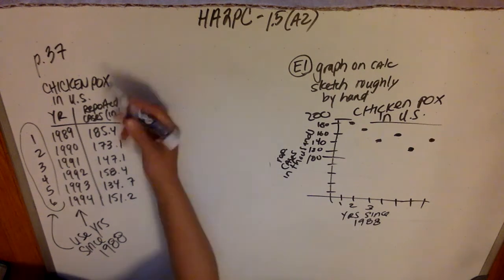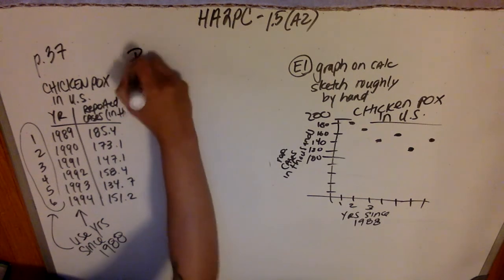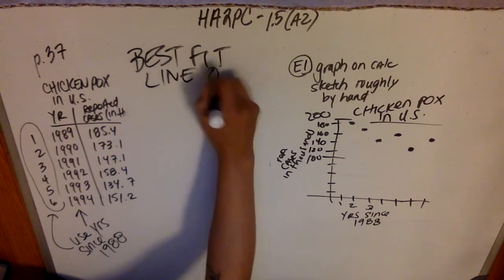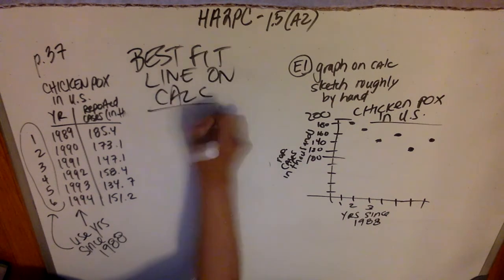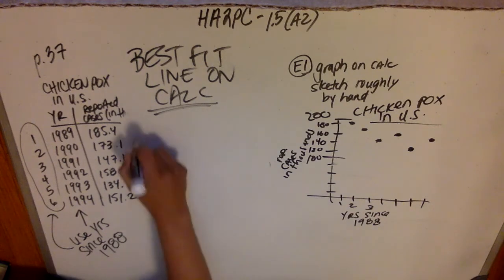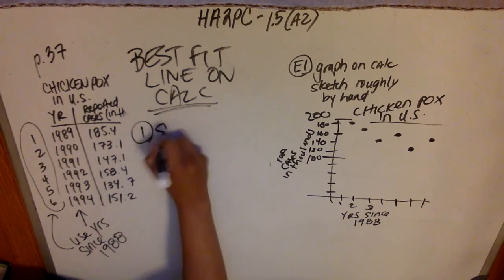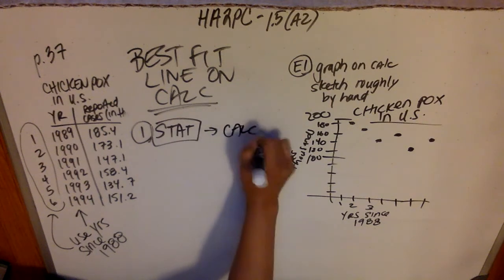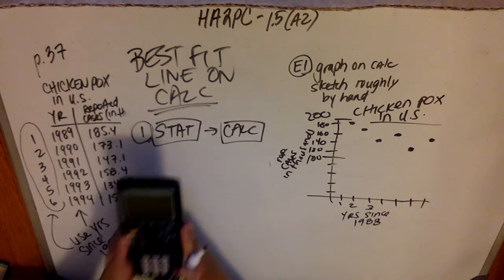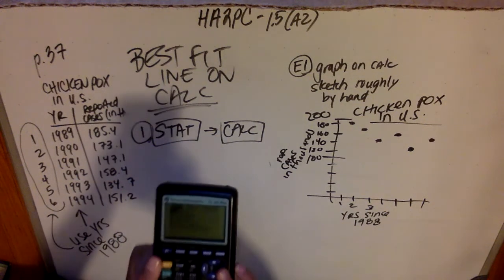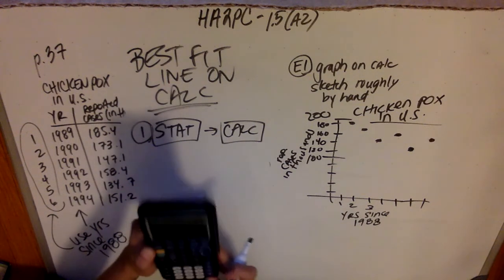The way we find a best fit line on our calculator is still using that stat button. Okay, so number one, we're going to press stat, but this time we're going to go over to calc. So I'm going to press stat again, but now you'll notice that next to stat, there's a thing that says calc, right? So I'm going to pick calc.